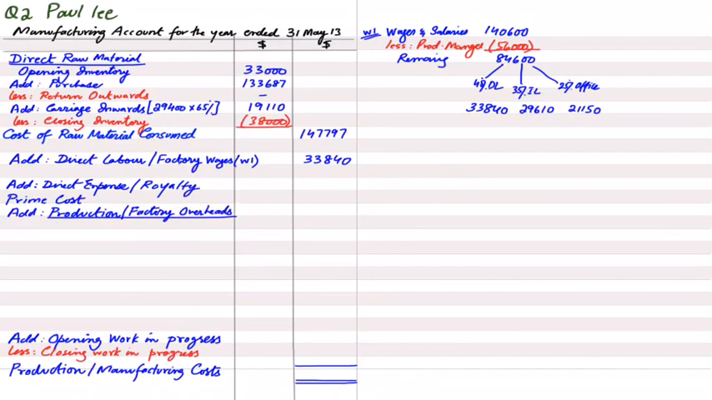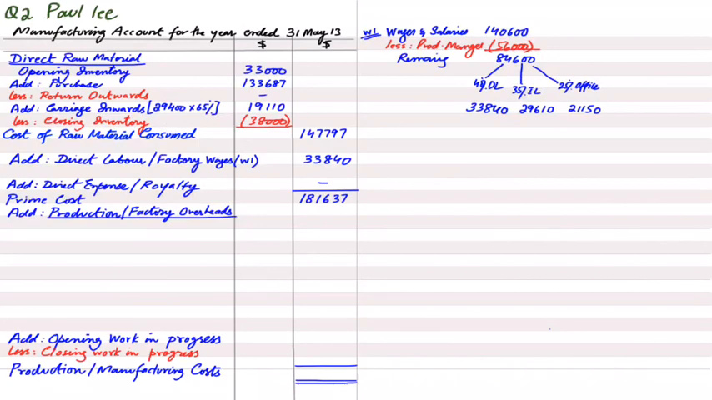Then we have direct expense or royalty. If we look at this question, there is nothing known as direct expense or royalty. If the question states general expense, we will always assume it is an indirect expense. If it is a direct expense, the examiner will clearly say that it is a direct expense or a royalty. No third name is used. There are only two names: direct expense or direct factory expense, or royalty. If we add up all the direct costs, we get prime cost.